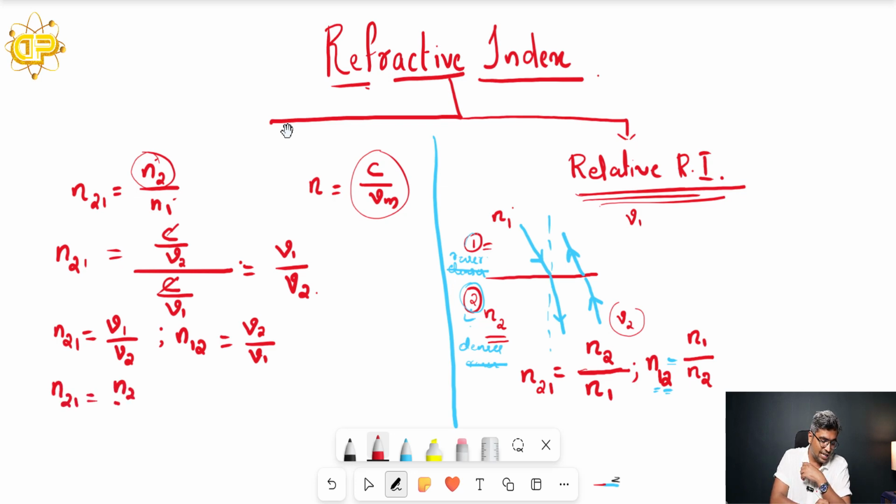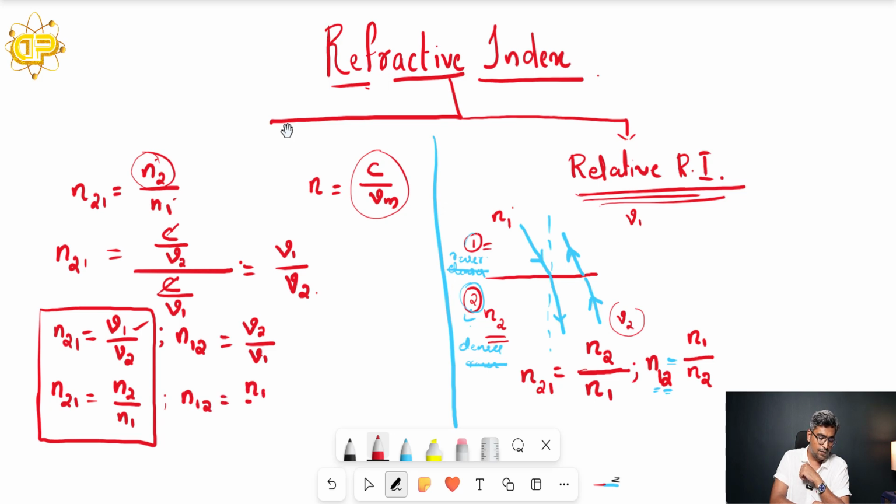In case of absolute refractive index, if I want to find out N21, then I'll get N2 by N1 directly. But whereas in the case of velocity of light, that is equal to V1 by V2. So this is a case that you should understand properly. And here, N12, you know that it is equal to N1 by N2, but in case of velocity, this will become just the reciprocal, that is N12 is equal to V2 by V1. So this is a case there.